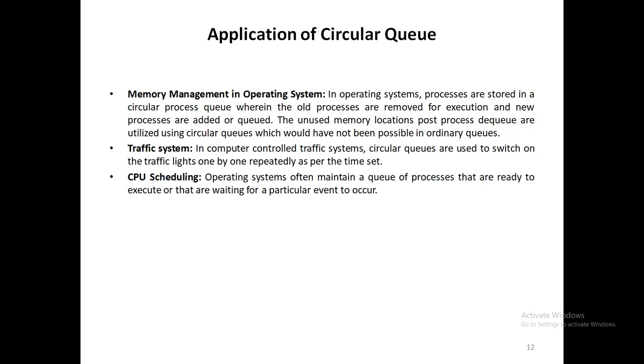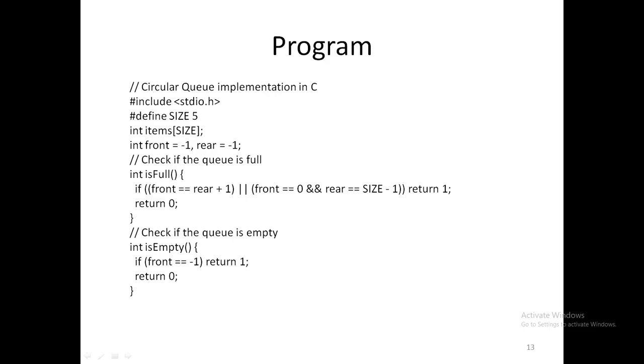The applications of circular queue are memory management, because the processes are stored and processed in a circular queue. If the old processes are removed for execution and new processes are added to the queue, the unused memory locations after process DQ are utilized using the circular queue. Other applications are the traffic system and CPU scheduling. These are all the applications of circular queue.